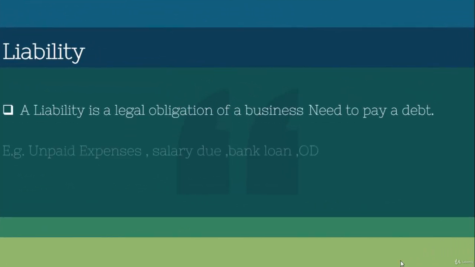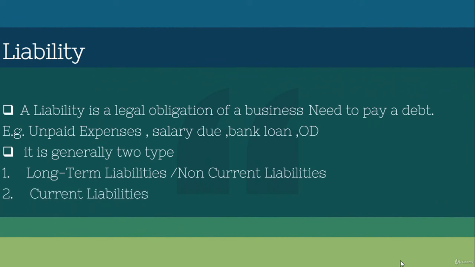Now we are going to look at that. What is a liability? A liability is a legal obligation of a business to pay a debt. It means that a business or organization needs to pay a debt. So those things are called liabilities. For an example, the organization gets money from a bank loan, so we have to settle it, and sometimes we get an overdraft from the bank, we have to settle, and sometimes we didn't pay the employees' salary, so we have to settle or pay. So those things are called liabilities.